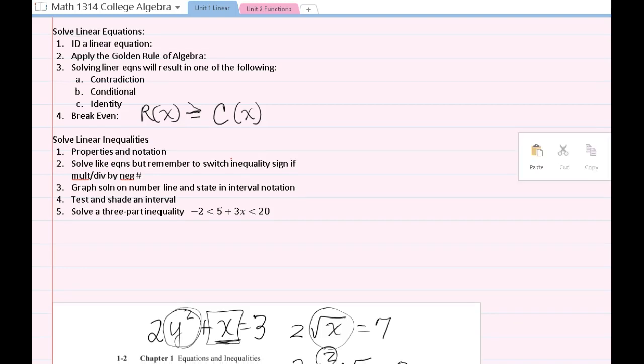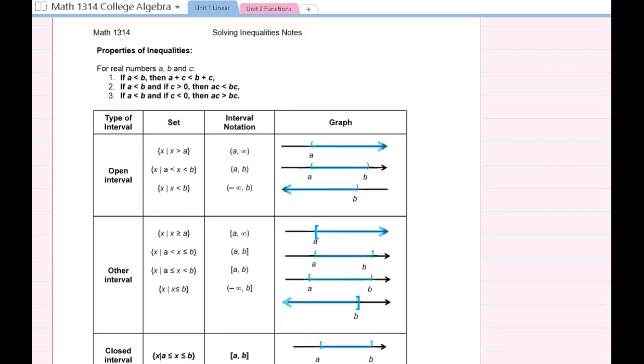So let's start by talking about properties and notation. I created this handout, which is located in the homework number 1, My Notes. I like it because I have placed the properties up here. The big thing to remember here in terms of properties is that if you're adding or subtracting, the inequality sign stays the same. However, if you are multiplying or dividing, that's what these two are talking about. If you're multiplying or dividing by a negative number, that's this part right here, then the inequality sign will actually change.